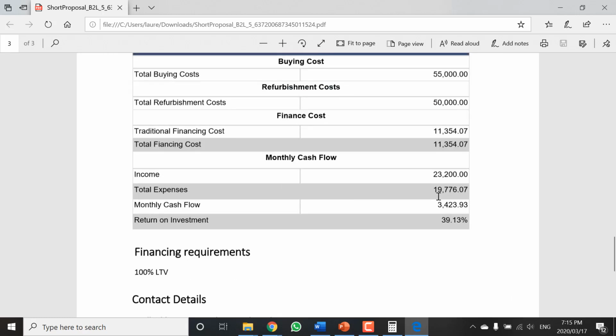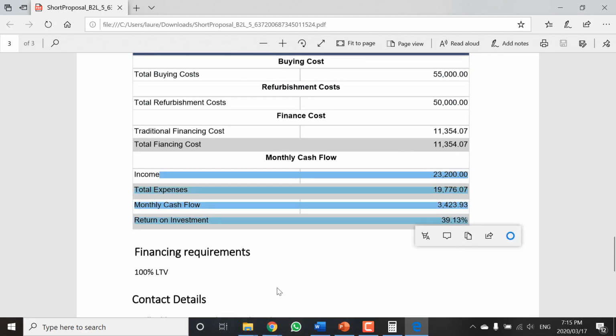So here is the rental income of 23,000. And then it goes down with expenses. His monthly cash flow will be 3,500, and the return on investment is 39%. So I think you could maybe get into a partnership with him, maybe register a business where you put your money into this deal and you take half of the profits. It's going to be a much better return on investment than what you're currently getting. Yeah, I understand.